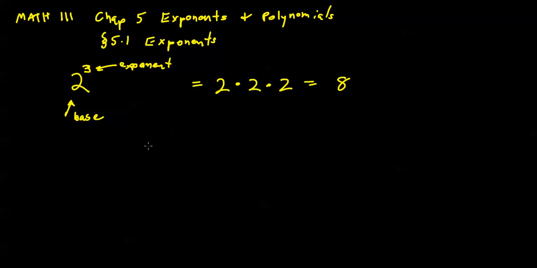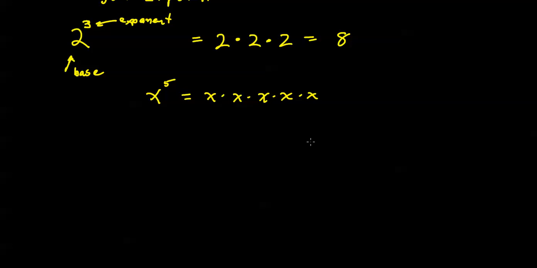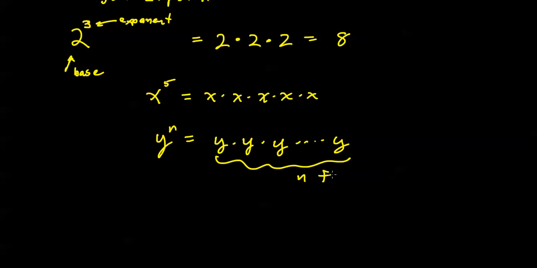Talking about variables, if I've got x to the fifth power, all that is a shorthand expression for 5 factors of x, where of course a factor is an element of a product. And if more generally I've got y to the nth power, well, that means I've got y times y times y. I've got a string of n factors of y all being multiplied together.